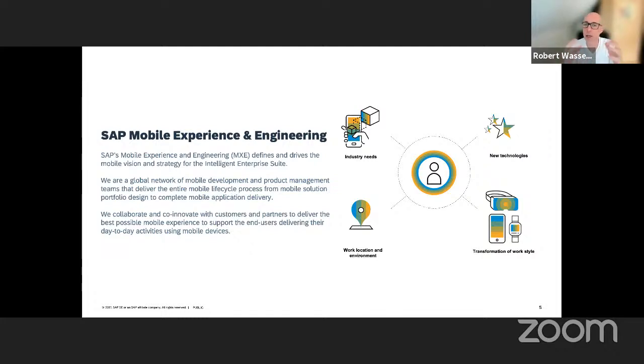Mobile Experience and Engineering also develops native mobile applications, and I will showcase some of them later on during this presentation. And in order to deliver these native mobile applications, we have development teams which are located around the globe. So we have teams in North America, in Chicago, in Europe, for example, in Walldorf, in Munich. We're just building up teams in Potsdam. We are building up teams in Budapest and also in India. So that's a little background on our unit.